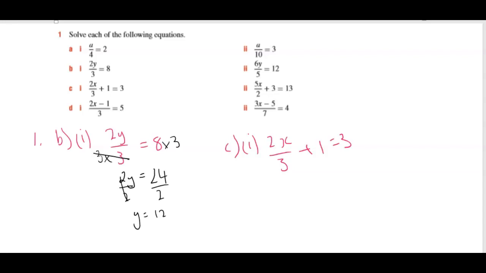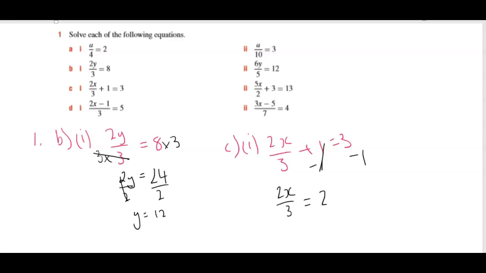So we don't touch this term just yet. We focus on this constant. So we've got +1, so we want to get rid of it. So we take it away. And whatever we do to one side, we have to do to the other side. So we subtract 1 from both sides first. So we've got 2x over 3 equals then 3 minus 1, which is 2.